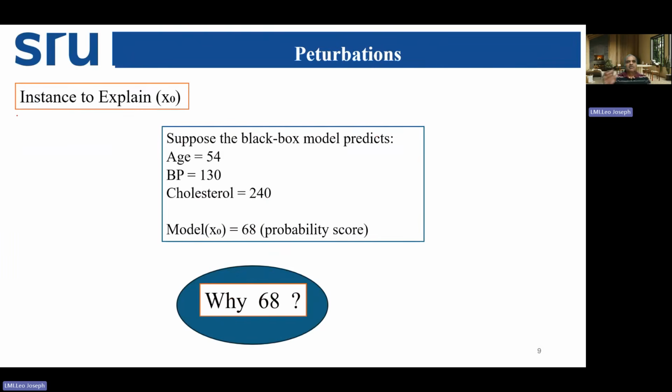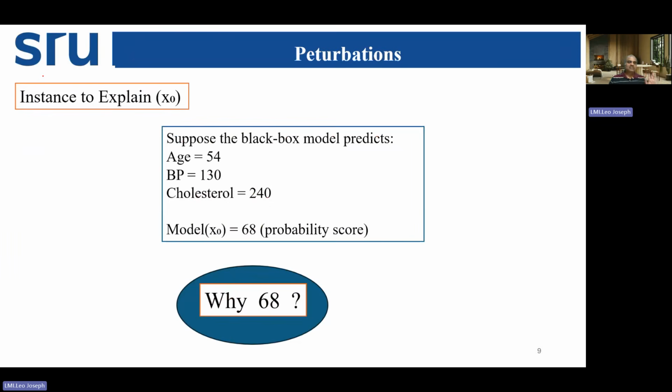Okay. So first I am going to what is called perturbation. What is perturbation? I will tell you instantly. First I am taking one small instance. This is the given actual data. Age is 54, BP is 130, cholesterol is 240. If I give it to a black box model, the model gives output as 68. This is the probability score. The person has a 68% chance of heart disease.